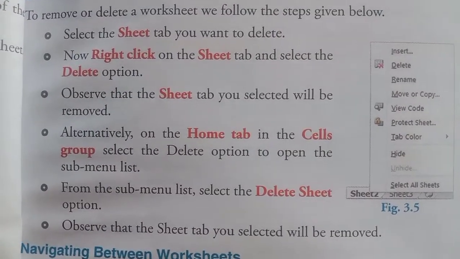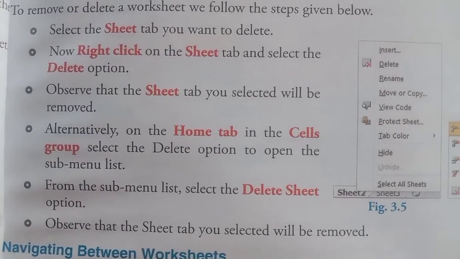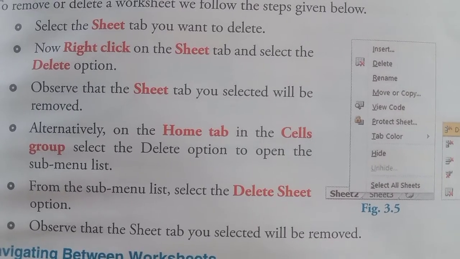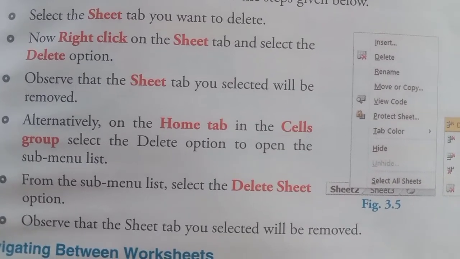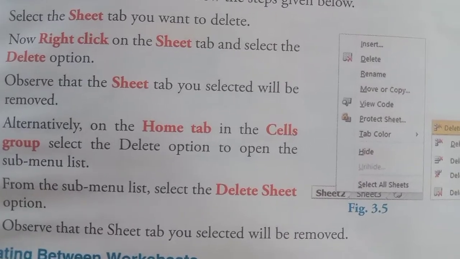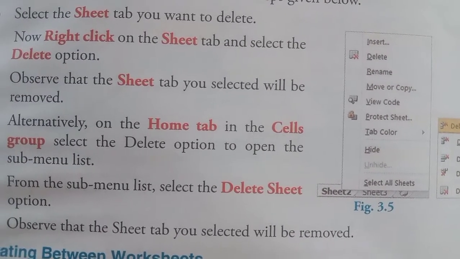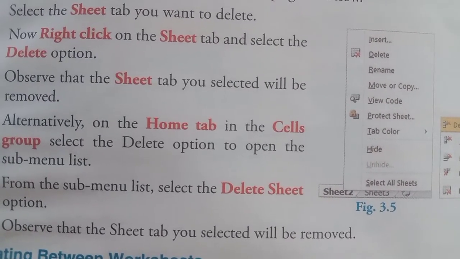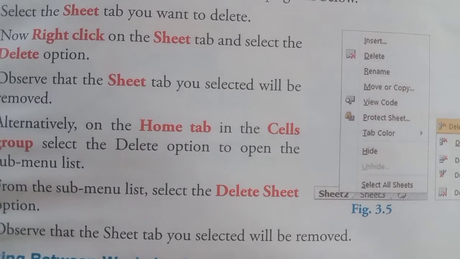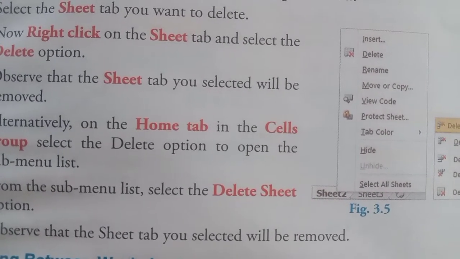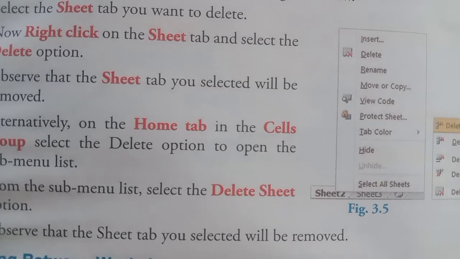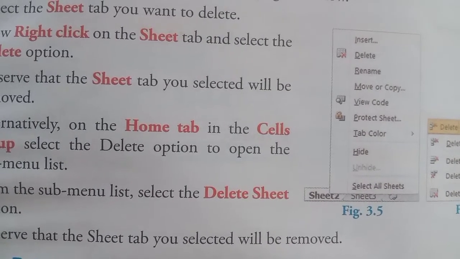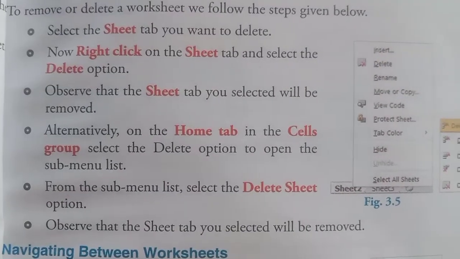But now the easiest method is what? Simply you have to click on the sheet, whichever sheet you want to delete. Automatically that particular sheet gets selected, and after that you have to click the right mouse button. Whenever you click the right mouse button, automatically a pop-up menu appears. In that pop-up menu you have a delete option. You have to click on the delete option. Automatically that sheet gets deleted from your file.